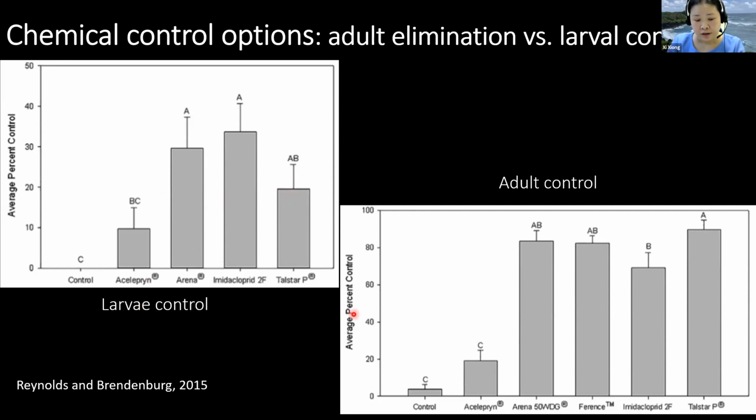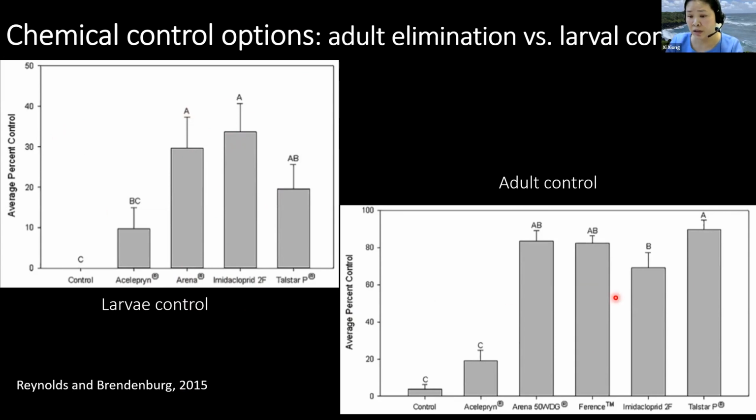For the chemical control option, we can either choose the chemicals that are geared towards the larvae or the adult. Previous research, published in 2015, showed that controlling larvae really is not very effective. You can see that no matter what type of chemistry you choose, the effectiveness is less than 40%, which is easy to understand. Why? Because the larvae are either hidden inside the stem of the plant or underneath the ground, so you have to bring the pesticide to where they are residing. That's why it's difficult.